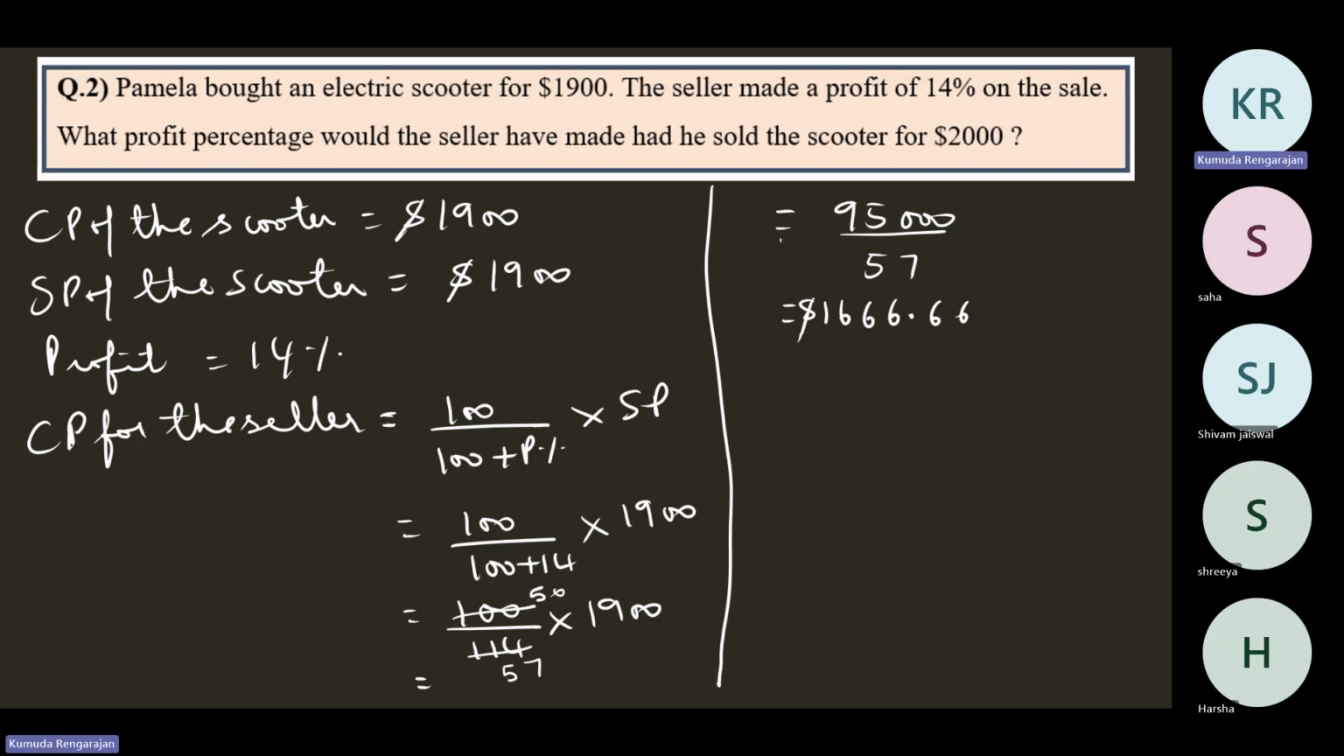Now for the seller, the profit percent is 14%. Now for the seller, what is the cost price? Everything from the seller's point of view. From the seller's point of view, this is the selling price, and this is the profit percent made by the seller. So this is the CP of the seller.